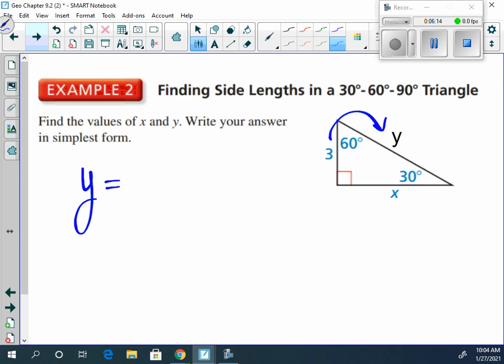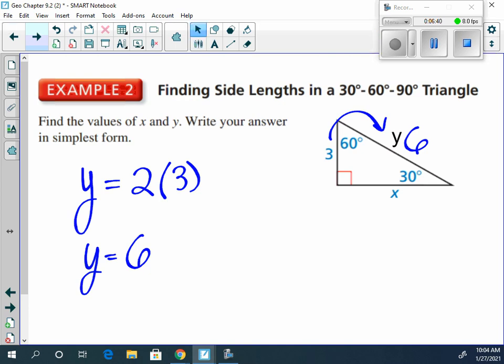The hypotenuse is twice the side opposite 30 degrees. Well, 2 times 3 is... So the hypotenuse for this triangle is 6. We're going from the side opposite 30 to the hypotenuse, the side opposite 90 degrees. We double the shortest side. The hypotenuse is twice the side opposite 30 degrees. Any questions on this here?